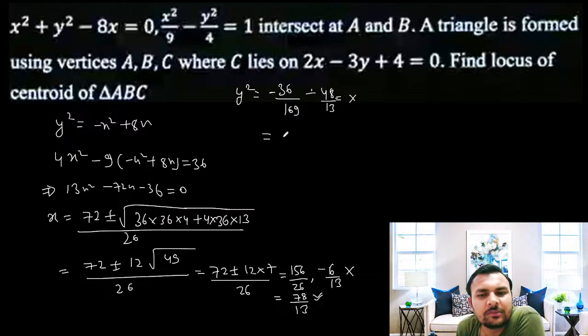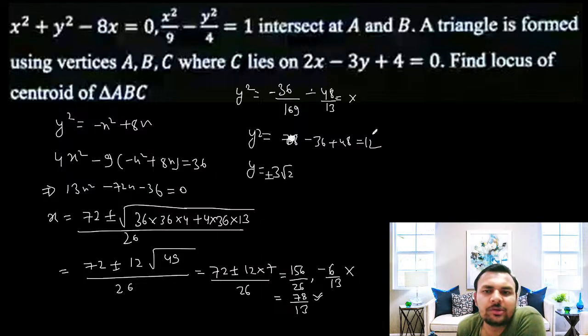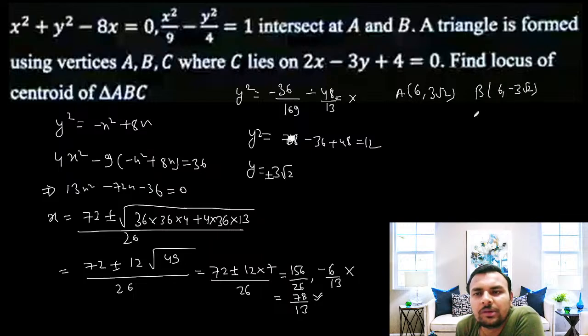Second one is 6. Okay, 13 into 6. So minus 36 plus 48, which is 12. So y equal to plus minus 3 root 2. Okay, so one value is 6. A is 6, 3 root 2. B is 6, minus 3 root 2. C lies on this line, 2x plus 4 by 3.